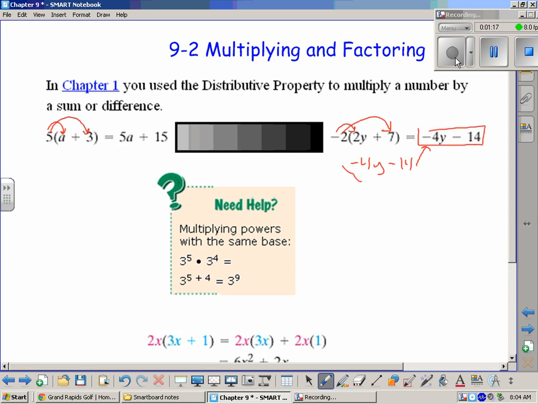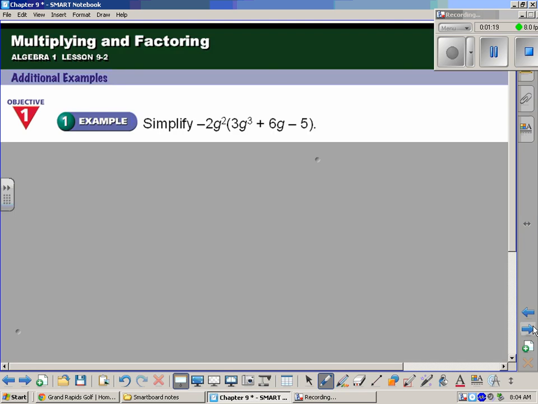All right, let's go on to the next page. So we're going to do this example right here. We're going to simplify negative 2g squared times 3g to the third plus 6g minus 5. Now with these, when you're working with powers, we have to remember what you learned in Chapter 8, where you add the powers together when you're multiplying. So we're going to distribute the negative 2g squared to every term on the inside.